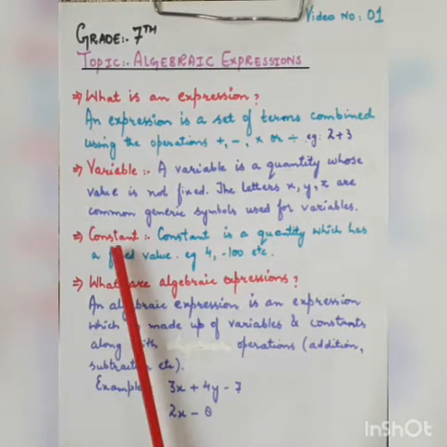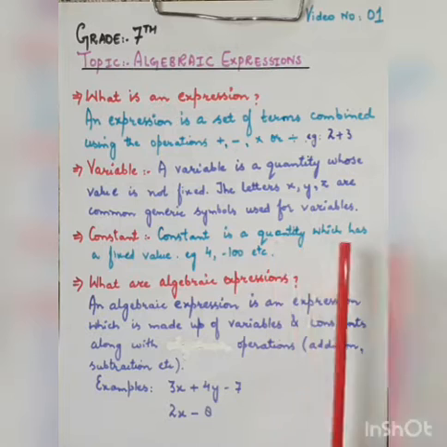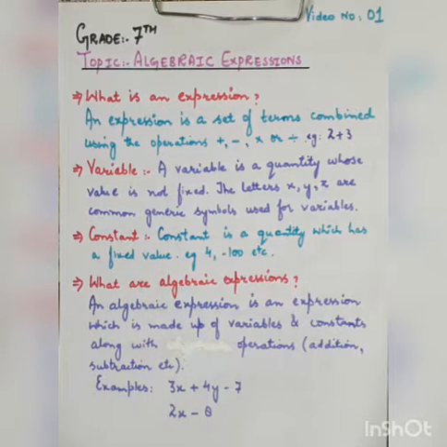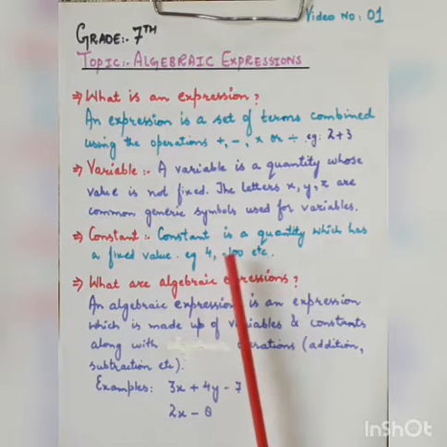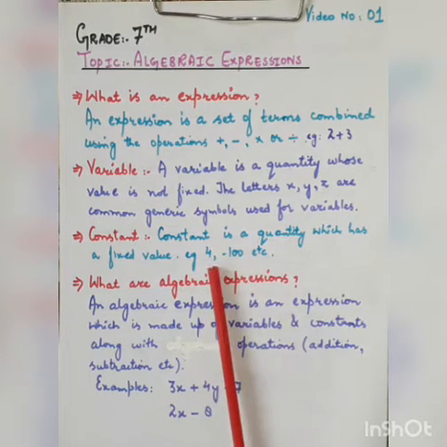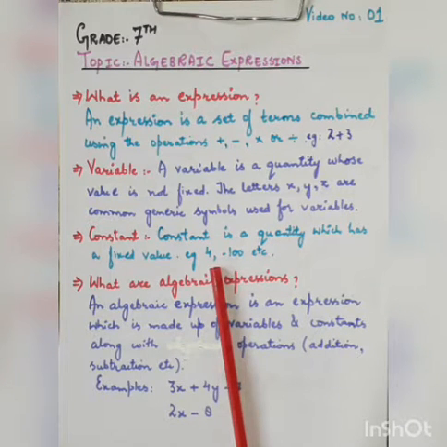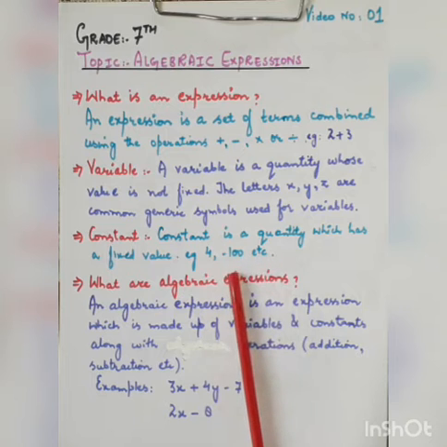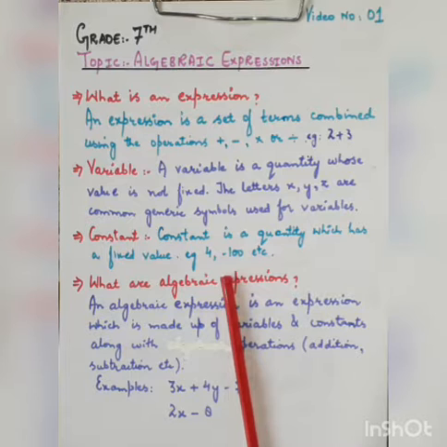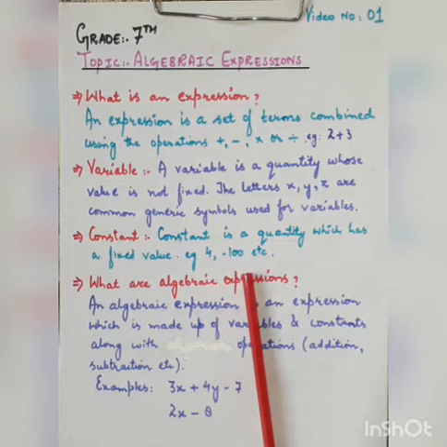Then next is constant. Constant is a quantity which has a fixed value. Constant जो है ये एक ऐसी quantity है जिसका fixed value होता है. For example, 4, minus 100, etc. See students, 4 is a quantity and its value is 4. Its value cannot change. It will always remain as 4. Similarly, minus 100 is again a constant because its value is fixed. That is, its value will always be minus 100.